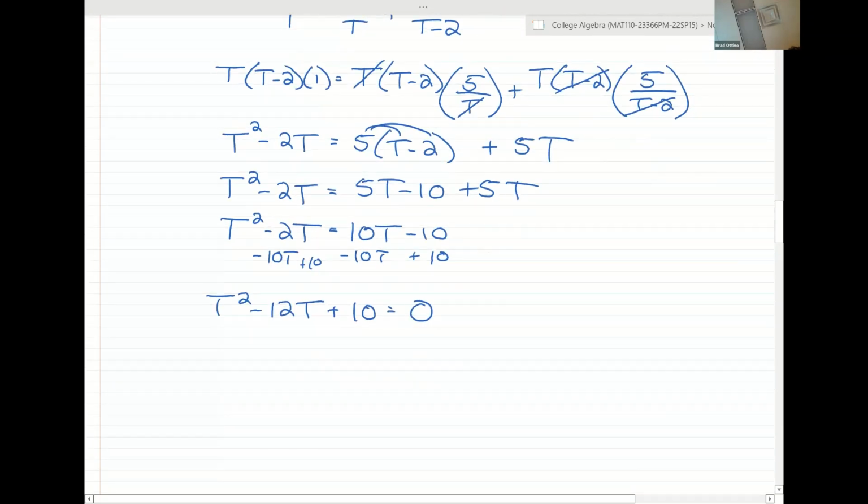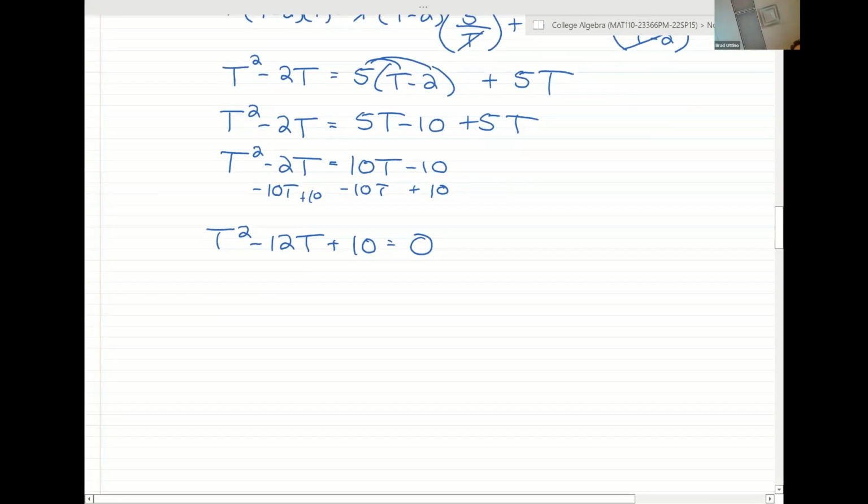This is not going to factor, so we could complete the square, or we could use the quadratic formula to finish it. Just by a show of hands, how many of you preferred completing the square to the quadratic formula? How many of you like the quadratic formula better? All right. So quadratic formula it is.